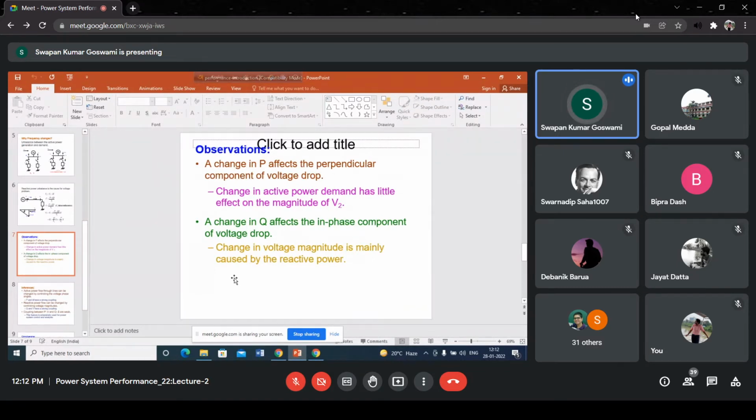We are talking about power transmission. Power transmission always actually is done at high voltage. So this is valid for high voltage. If you go for the low voltage part, the distribution part, there you see that both line resistance and reactance are equally responsible. So this discussion is valid for the transmission level only. Okay. So change in voltage magnitude is mainly caused by the reactive power. So active power causes phase angle change, reactive power causes voltage magnitude change.